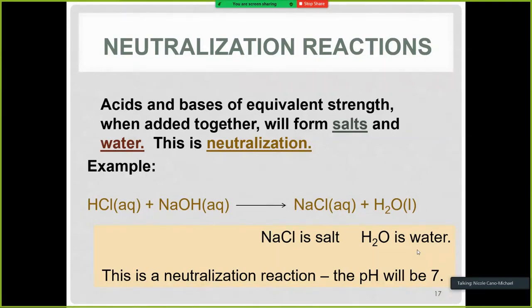Well, if you think about your basic chemistry of water, if I have a hydrogen and I add it to another grouping of hydrogen and oxygen together, then I would have two hydrogens and one oxygen, or H2O. So if I take an acid and a base and I mix them together, then I am going to get salt and water. This is a neutralization reaction. A neutralization reaction will always result in a pH of 7. All right.